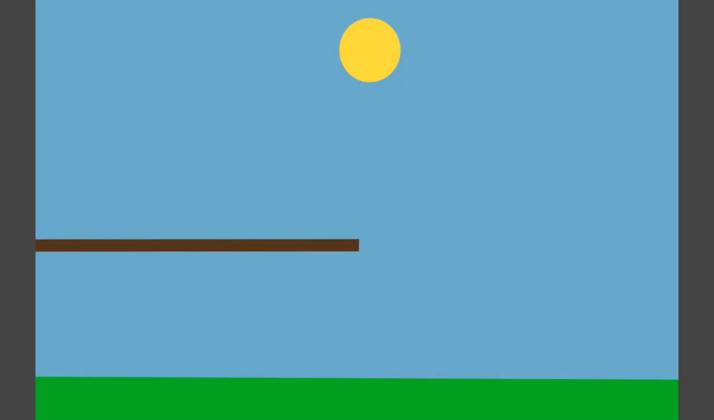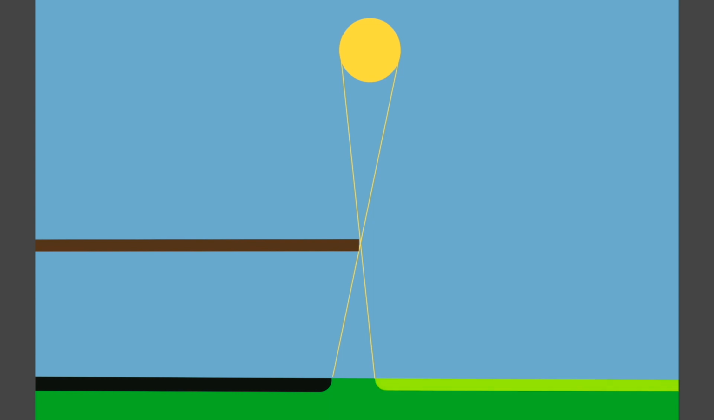To better illustrate this principle, here is the sun, here is a platform, and here is the ground. A line from the outer edge of the sun to the edge of the platform will show us where the shadow boundary edge is. A line from the other side of the sun to the platform edge will show us where the fully lit area ends.